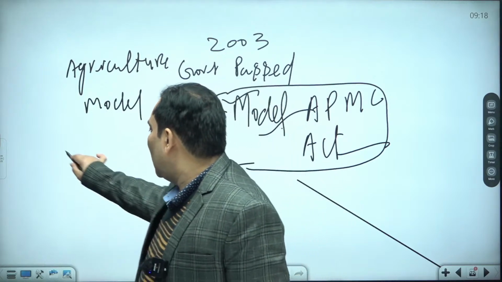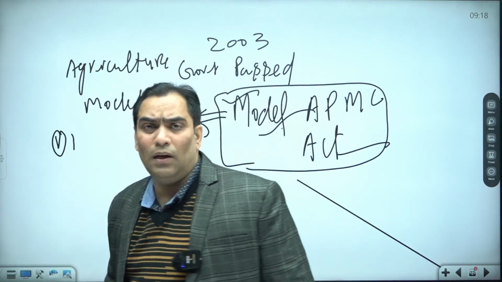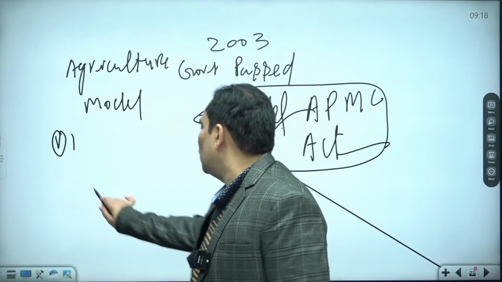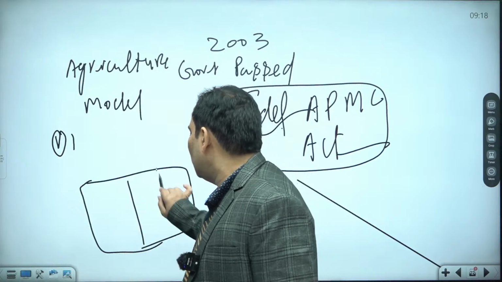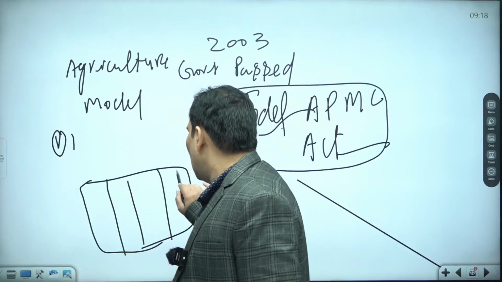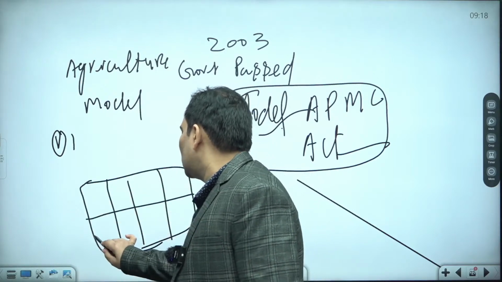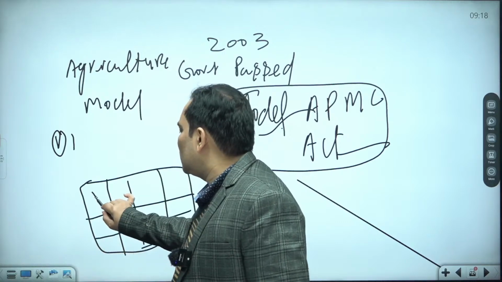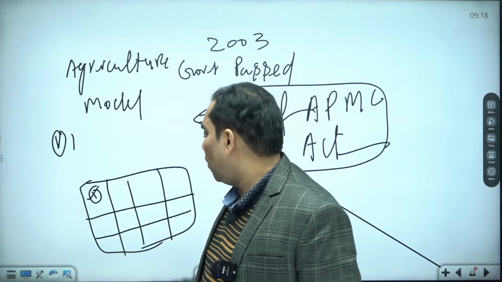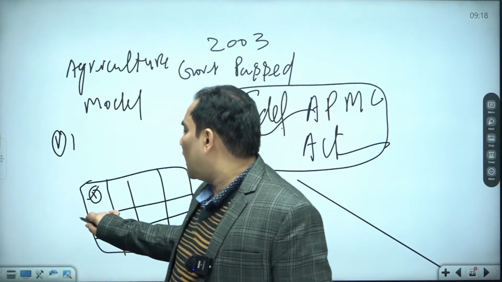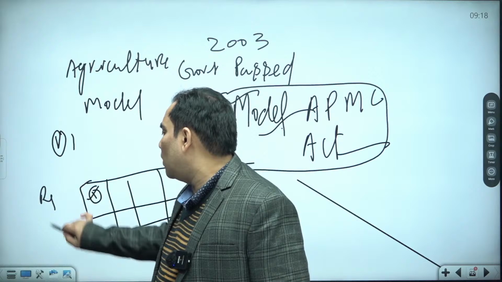Okay, and under this act there was a provision. What was the issue earlier? Farmers of a particular region, like this is the anaj mandi, suppose this is the anaj mandi, farmers of this region could sell their produce in this region only. They could not sell in this other region. And they could sell through the registered members only.